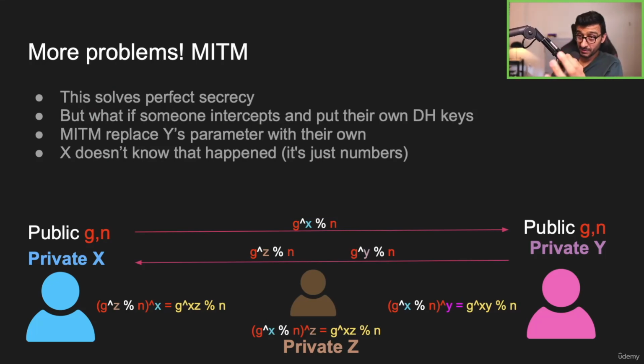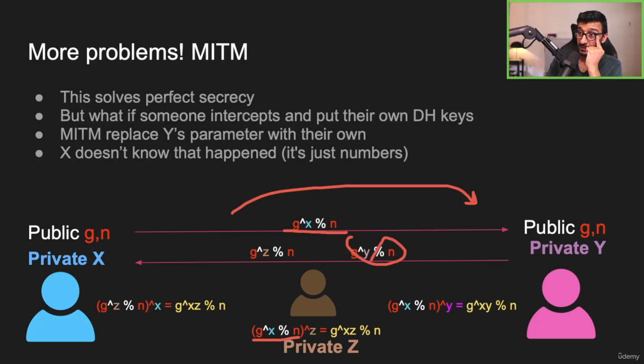We solved one thing, but we have another problem. These keys cannot be broken, but they can be changed, right? So let's say X sends their public value, and someone in the middle called Z, the attacker, captures it and keeps it. They generate their own private key called Z. Then they intercept Y's value, but they delete it, remove it. Then they send their own parameter, G to the power Z modulo N, to X instead.